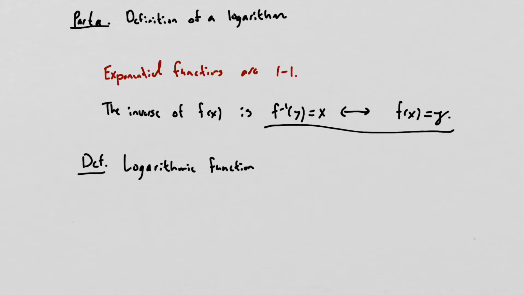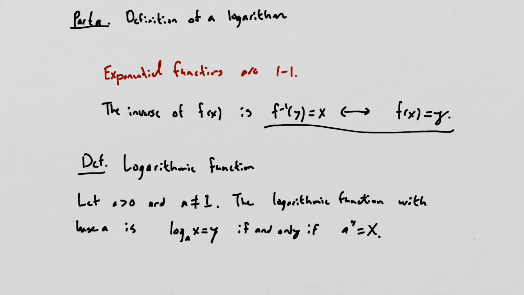First, let a be greater than 0 and a is not equal to 1. Then the logarithmic function with base a is defined to be as follows. Here we see that the log base a of x is equal to y, and this occurs if and only if a raised to the y is equal to x. One thing to note here is that the output of our logarithm is going to be equal to the exponent of our exponential. So this is going to tell us something about our logarithm.